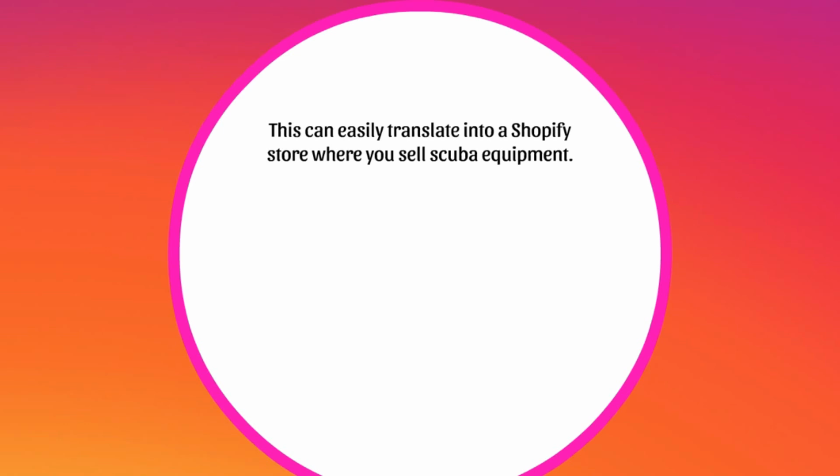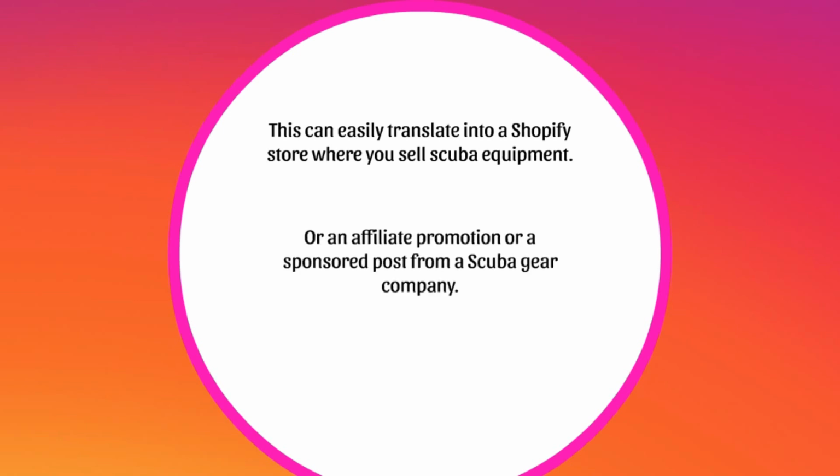You get to indirectly sell things, because at the end of the day, people are going to want what you have. They feel, okay, if I have the same tools or equipment that you have as a scuba diver, or whatever you're doing as a lifestyle brand, they're more likely to buy it, right? It can be a Shopify store, an affiliate promotion, or a sponsored post from a scuba gear company, which we'll talk more about later down the road. But before you can do all of that, you need to have a brand. You need to have the ability to create a lifestyle.